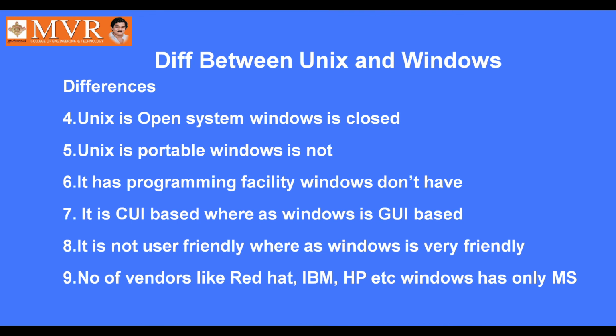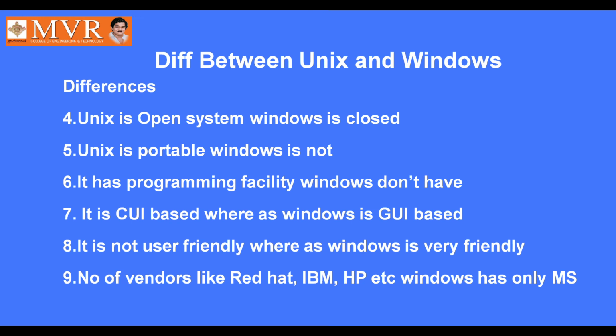And continuing this, the other differences are, Unix is an open system, as we already discussed that it is freely available, so anyone can download it and use it. But Windows is not open, it is closed. And Unix is portable, which means, as I told you, that Unix can work with any type of computers, from the least to the supercomputers. Any computer is compatible, but Windows is not compatible with all the systems. And similarly, Unix has programming facility, but Windows doesn't have any programming facility.